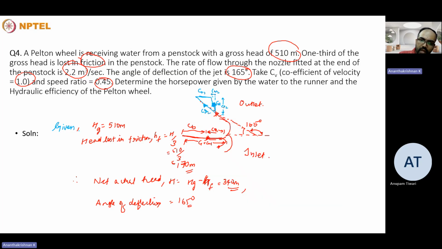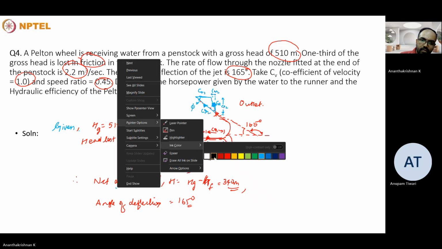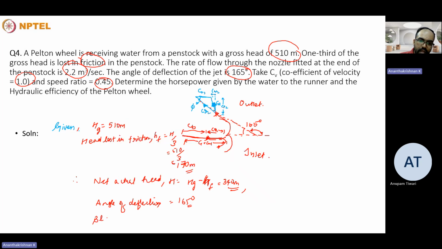So this is the blade angle. So we can denote it by phi. Therefore, the blade angle phi is equal to 180.